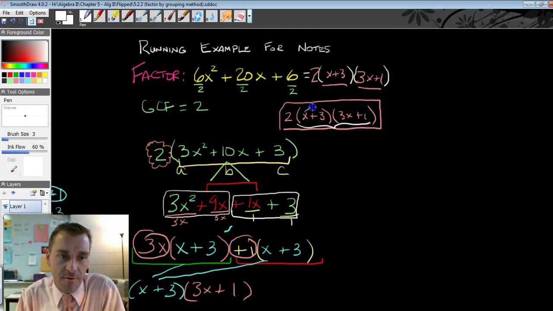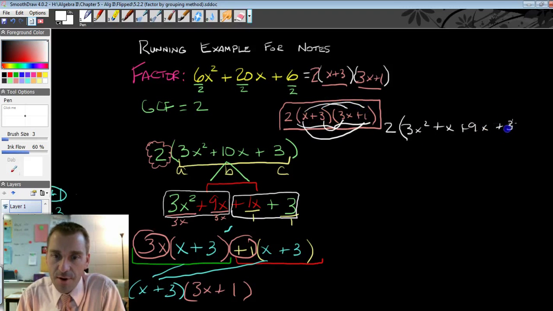So that means I'm going to have 3x squared. That's all in parentheses because I still have this 2 out here I have to deal with later. And then I'm going to do outers. That gives me plus x. I'll do inners. That gives me plus 9x. And I do last times last. That gives me plus 3. Beautiful. So when I combine my like terms, that gives me 2 outside parentheses, 3x squared plus 10x plus 3.